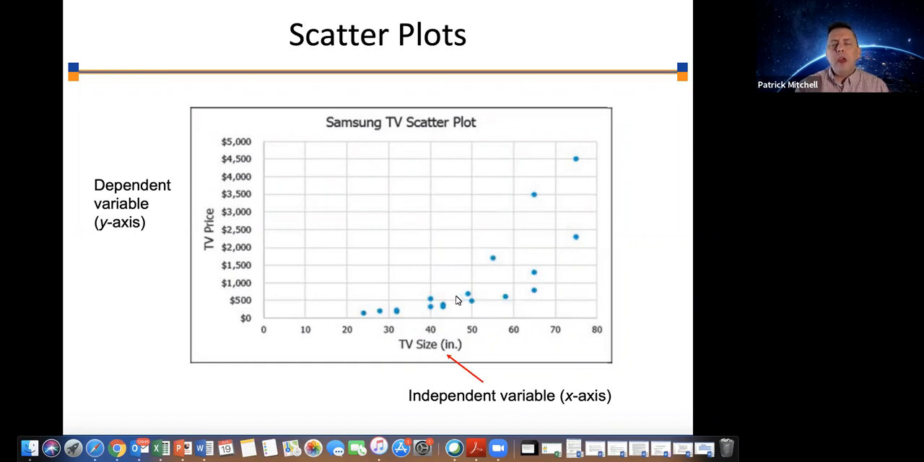So if you were creating this scatter plot by hand, what you would have would be a list of data. You would have the list of the TV sizes, and then for each TV size, right next to it, you would have the price of that specific TV. So you would need to plot them like on graph paper.